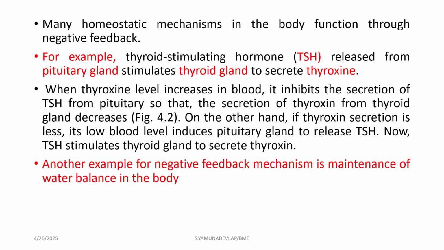This thyroid stimulating mechanism mostly focuses on the pituitary gland, which stimulates the thyroid gland to produce thyroxine. This TSH is released from the pituitary gland and stimulates the thyroid gland to secrete thyroxine. If there is any deviation in the thyroxine in the blood, it inhibits the secretion of TSH from the pituitary, so that the secretion of thyroxine from the gland will decrease. Vice versa will also happen.